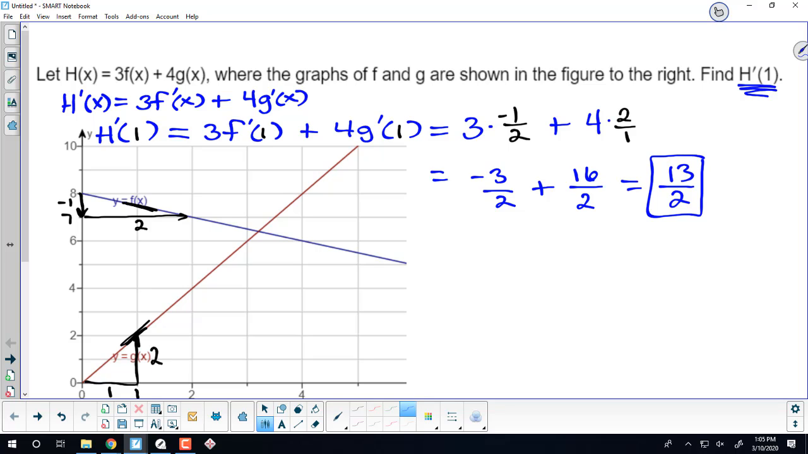Anybody have any questions on that? It's really about derivative rules, albeit it's a bit abstract. And do you know what it means when we evaluate a derivative at a point?